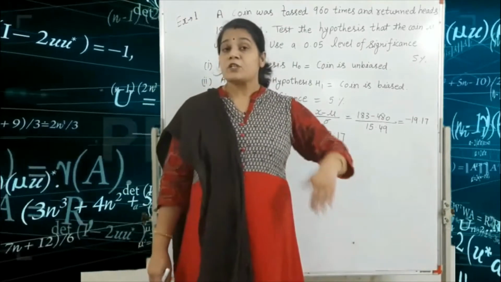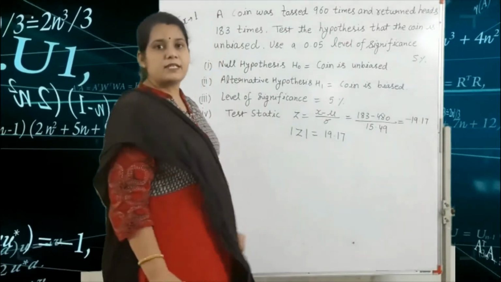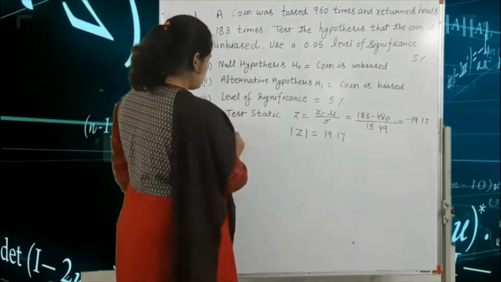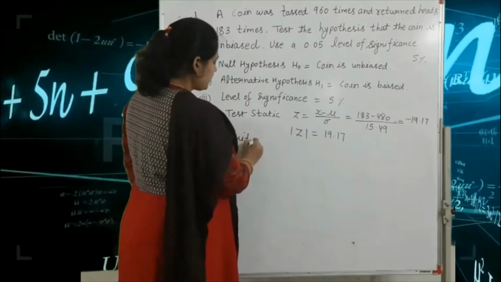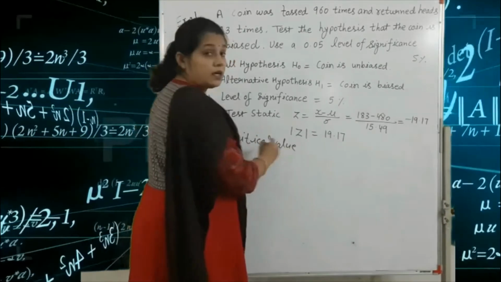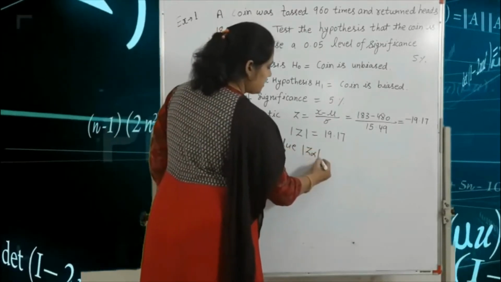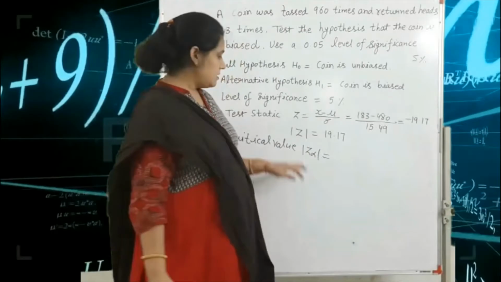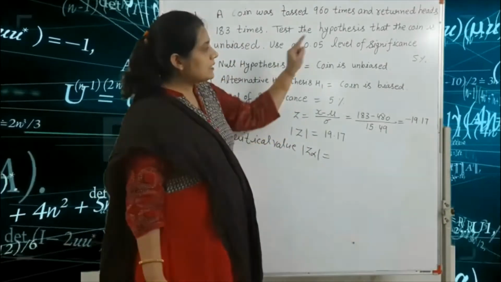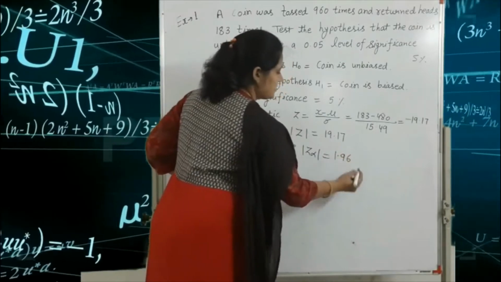Okay, so our fifth step is what? The fifth step is the critical value. So in the critical value we write the value according to the table. Okay, and we write here z alpha. So the two-tailed test z alpha at the 5% level of significance is 1.96.